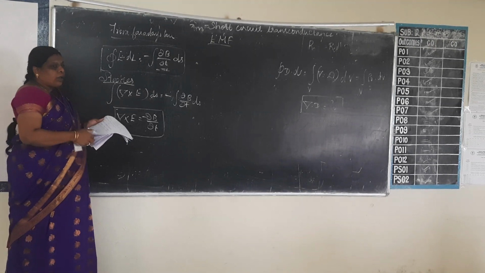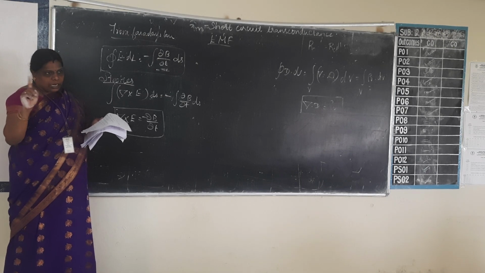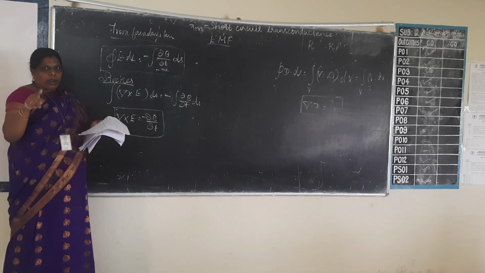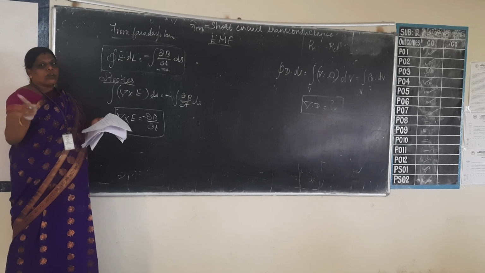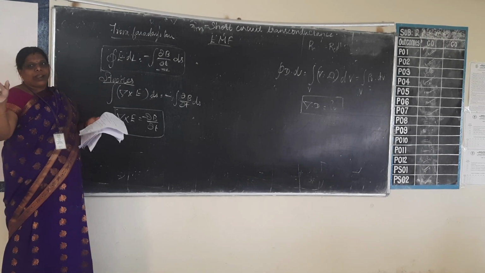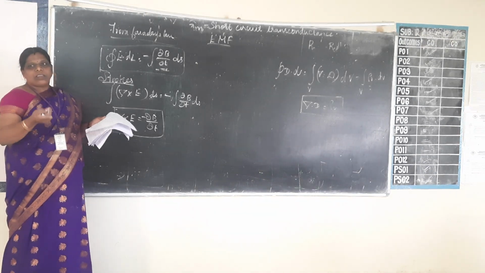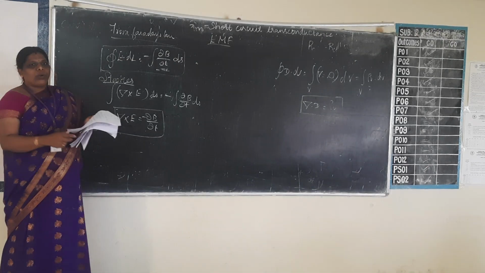For time varying field, listen, if they are asking Maxwell's equations for 13 marks, you have to write all the four expressions already derived. Now the time varying ones also you have to write. Below each expression you can write the definition, that it is the integral of flux density over the differential surface.